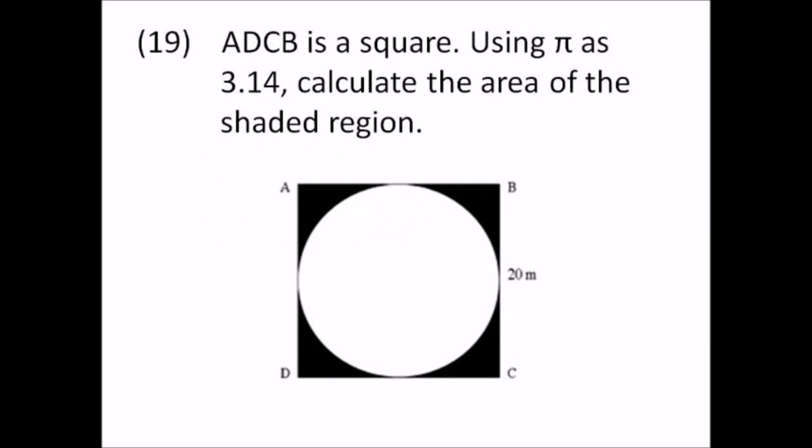ADCB is a square. Using pi as 3.14, calculate the area of the shaded region. Let me help you. First, you have to calculate the area of the square. And each side of that square is 20 meters. So calculate the area of the square, then calculate the area of the circle, use your calculators, and then subtract the area of the circle from the area of the square, and you would have your answer. Remember, you're dealing with area, so you're dealing with square units.